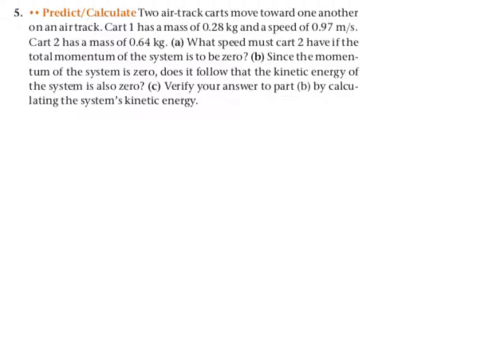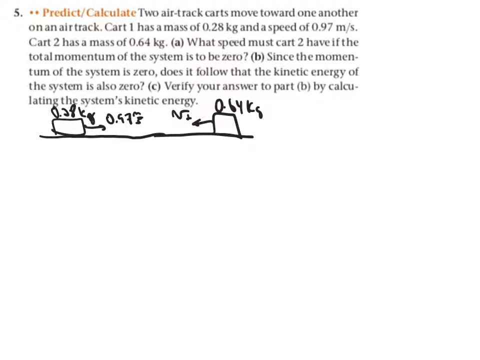Chapter 9, Number 5. Two air track carts move towards one another on an air track. Cart 1 has a mass of 0.28 kilograms and a speed of 0.97 meters per second. Cart 2 has a mass of 0.64 kilograms. A. What speed must cart 2 have if the total momentum of the system is to be 0?